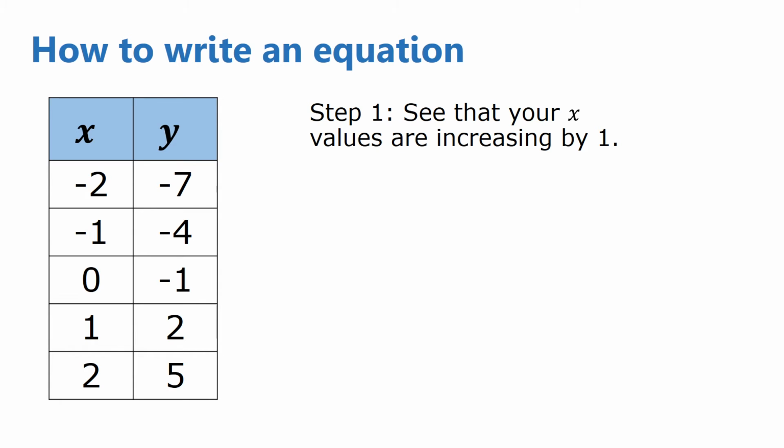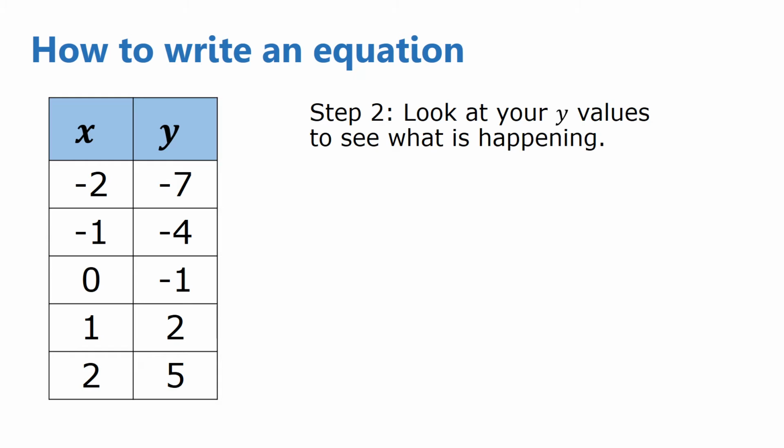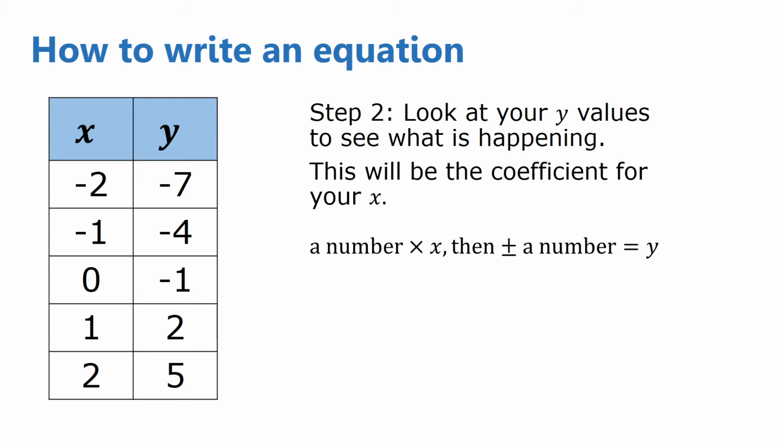Let's look at another table of values. Step 1. See that your x values are increasing by 1. Step 2. Look at your y values and see what's happening. If we look at our y values, we can see that they are increasing, but not by 1. This tells us that our general equation formula will be a number multiplied by x, then plus or minus a number to get y. So if we see how much y is increasing by, in this case 3, this gives us the coefficient for your x. So now let's put that information into our equation. Now we have 3x, then plus or minus a number to get y.